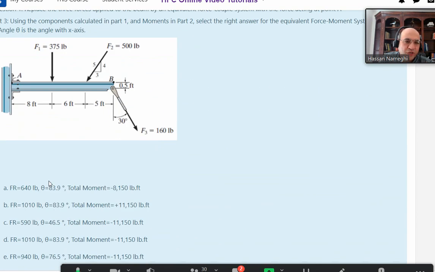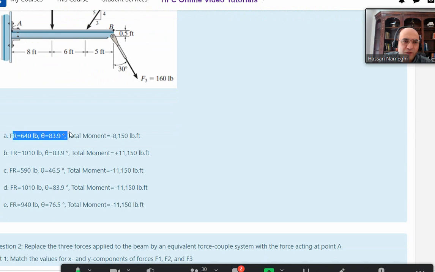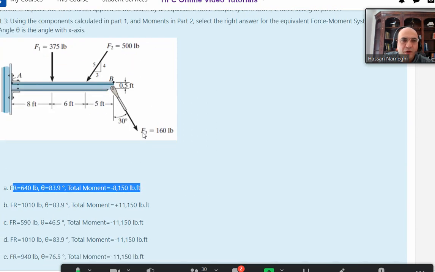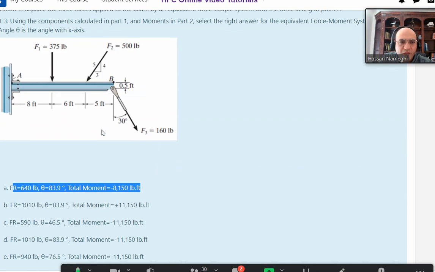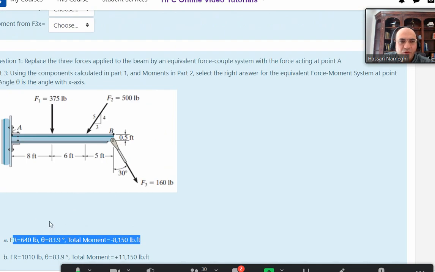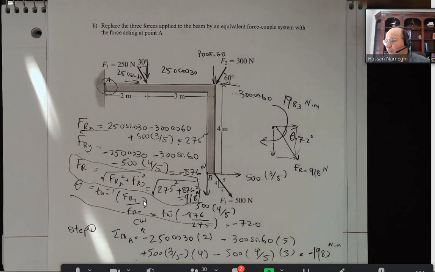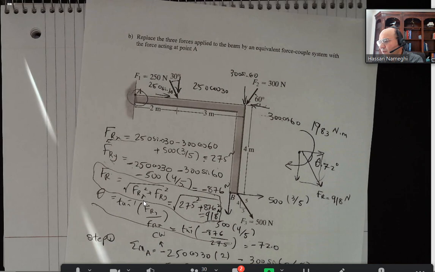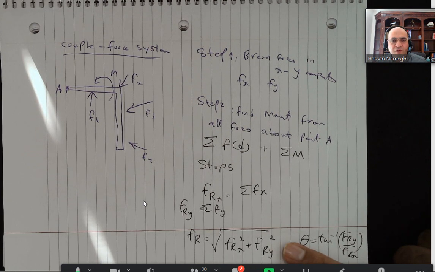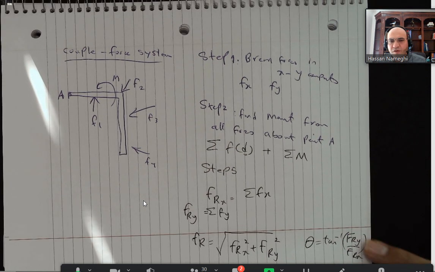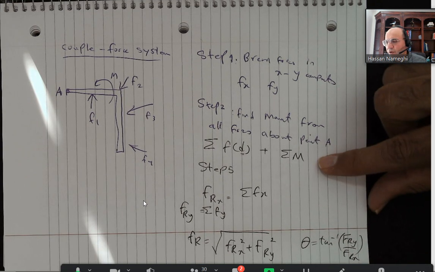The very last part of this question asks us for FR, theta, and total moment. The total moment is the same as the moment that you found here. You need to add all these constituents together. If you have an external moment, you need to add it to it. So once you found the answer for all these points, you add all those together, that will be your total moment. And then you need to find FR and theta the way that we showed you on those equations. This is how you found FR and theta. FR is the square root of FRX squared plus FRY squared, and theta is equal to tan inverse of FRY over FRX.